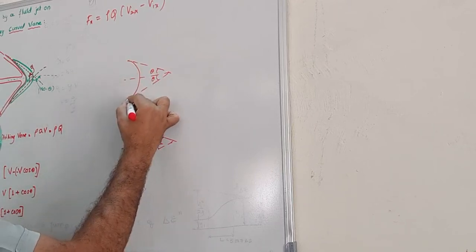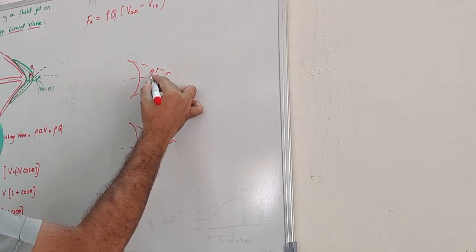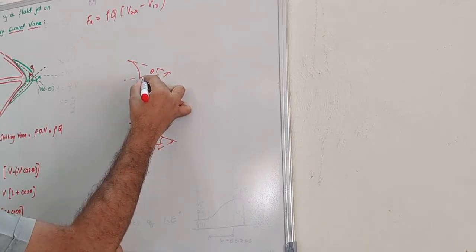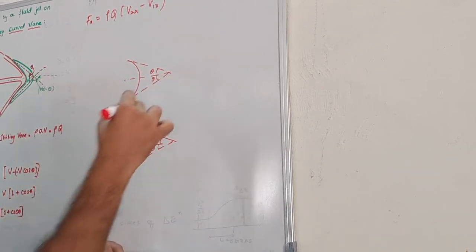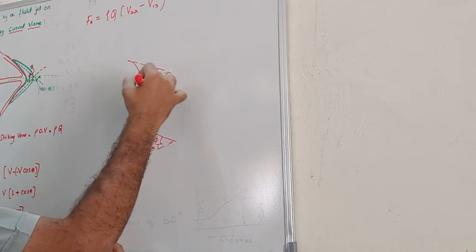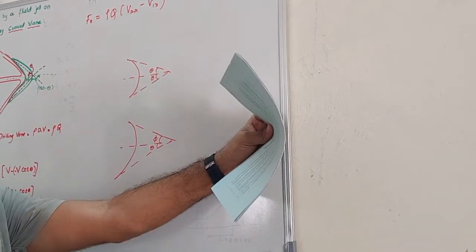So if I take the tangent at both the ends and join here, and this included angle will be divided by 2, and then you find that these two angles remain equivalent to half of the included angle, then I can say it is symmetric. Okay, that's the condition of symmetry.